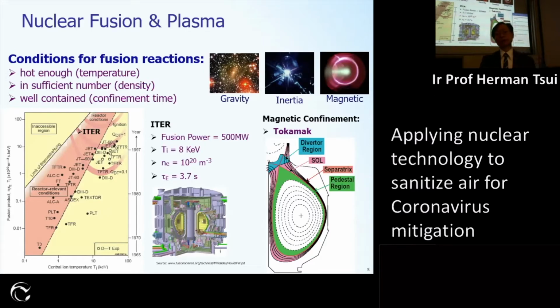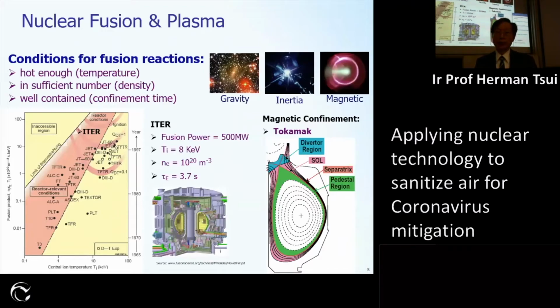Another way we can force the nuclei together is to make use of inertia. This is related to what we call laser fusion development. We can use a very powerful laser beam to compress the fuel pellet, forcing the nuclei together, and hence induce the fusion reactions. And then the third approach is to make use of magnetic field.